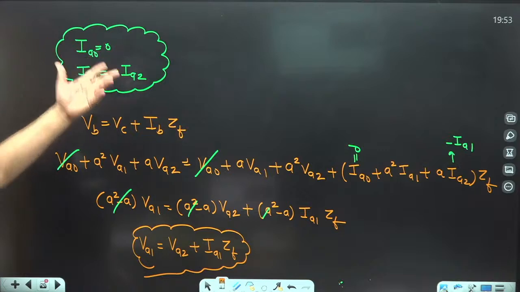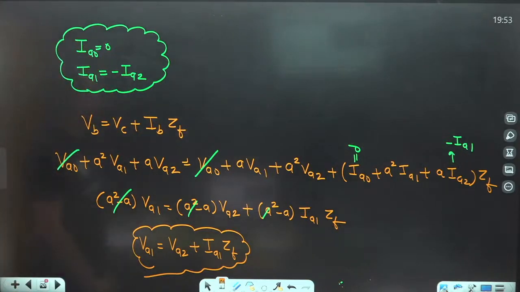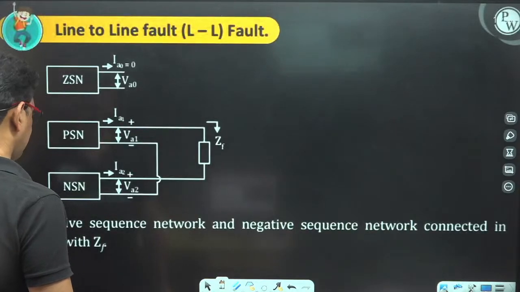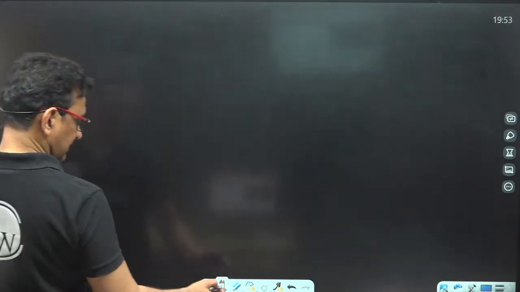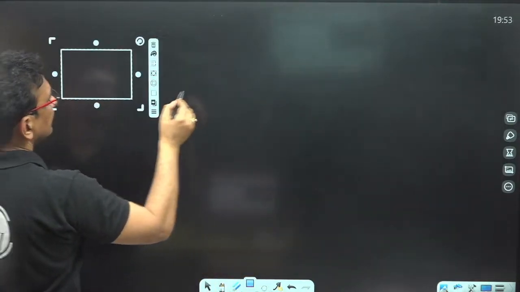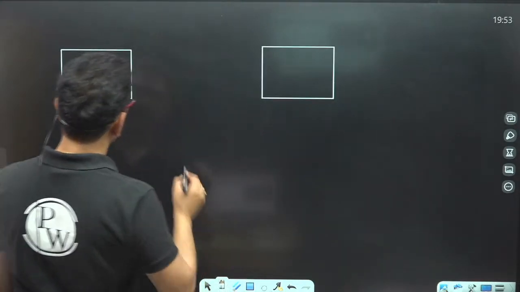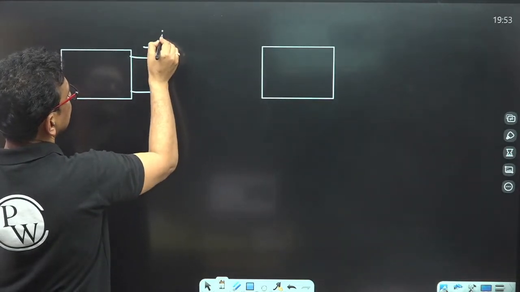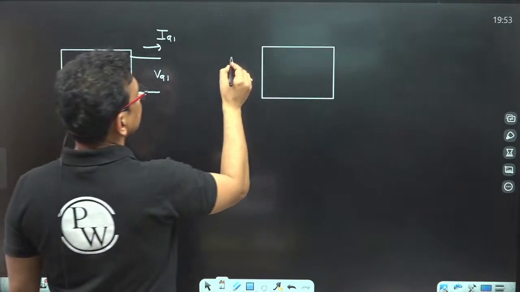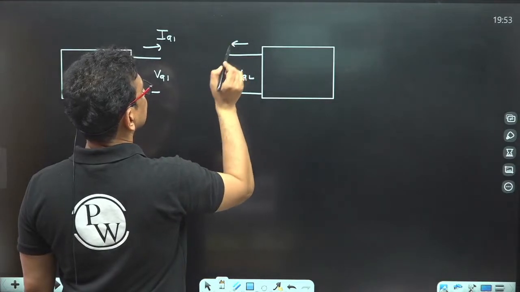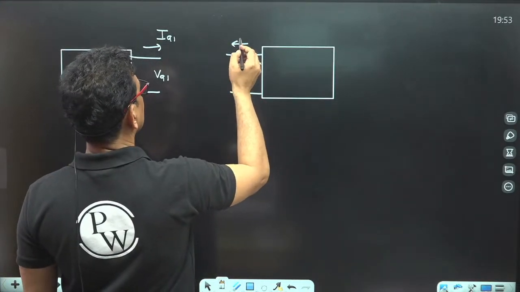Because we all know that IA0 is equivalent to 0, that means the zero sequence network will not come into the picture. IA1 equivalent to IA2, that means if I have a positive sequence network and the negative sequence network, the output of the positive sequence network is VA1 and current is IA1. This is VA2 and current is IA2.